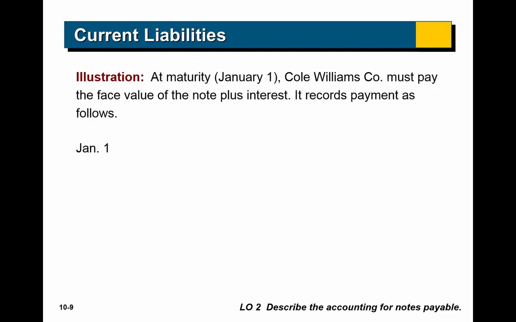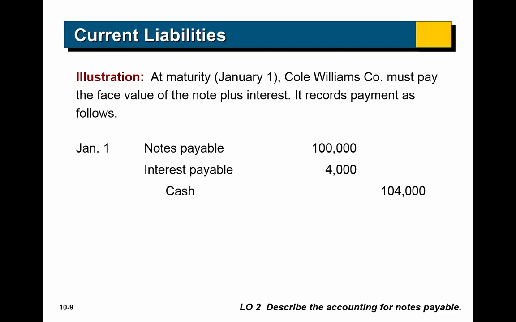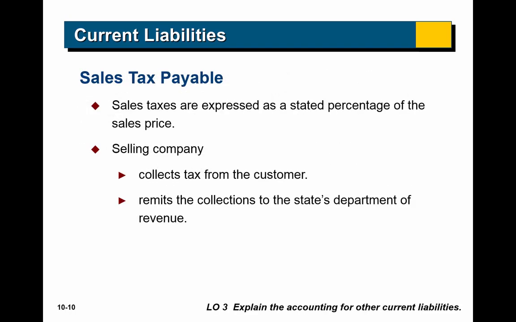Then on January 1st, when we pay the note, we will reduce the note payable. Remember, that's a liability, so by debiting that account, it goes away and we no longer have a note payable. We'll also have to debit the interest payable, and then our cash will go down by the total amount, or $104,000.